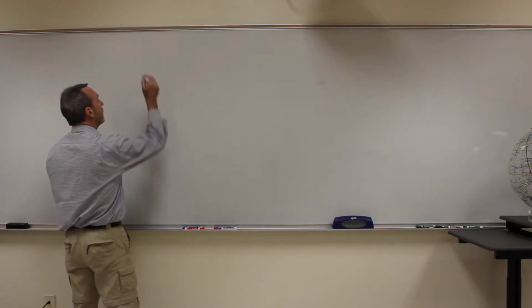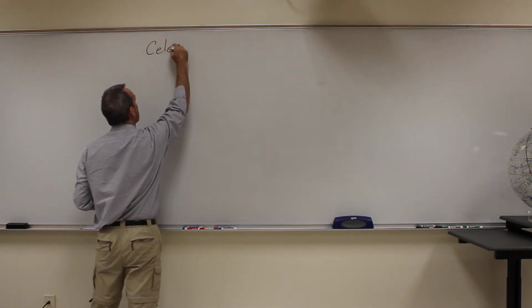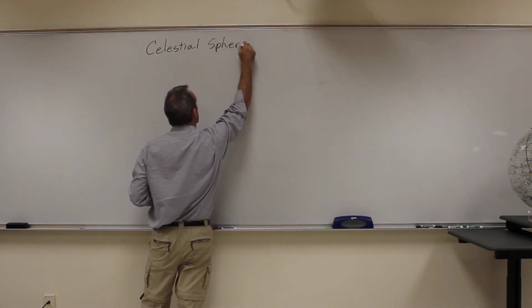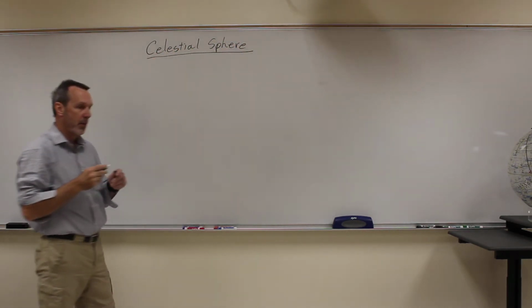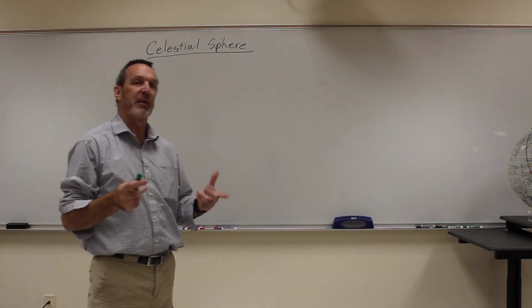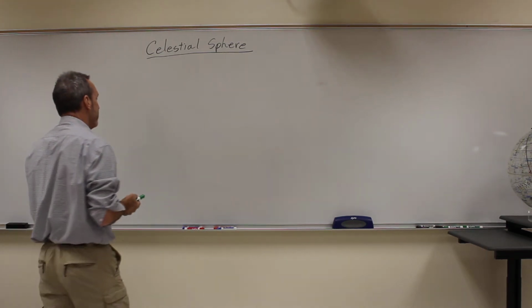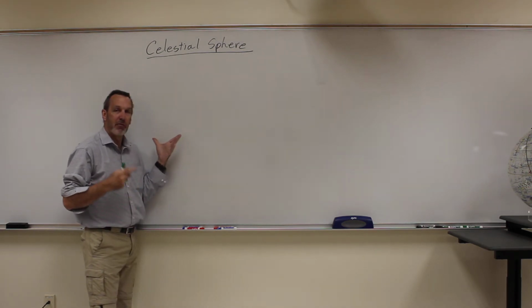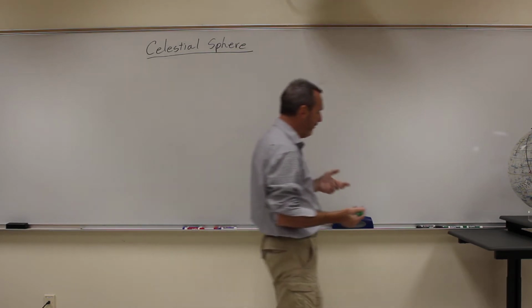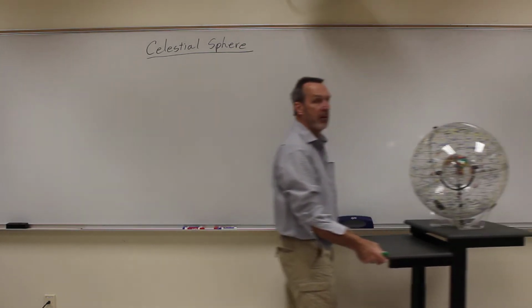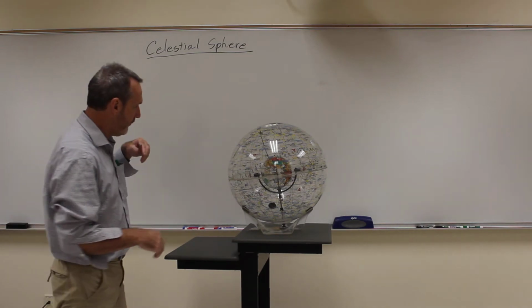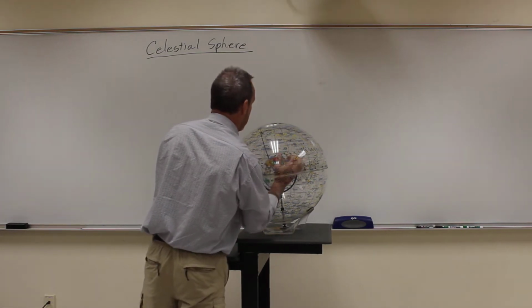The next thing we're going to cover is what's called the celestial sphere. To figure out what we see in the sky and why we see it and where we see it, we have to understand how everything looks and why it moves and why it changes. So the ancients came up with this idea of what's called a celestial sphere. This is our celestial sphere here.